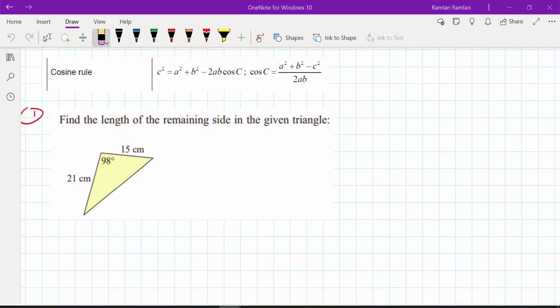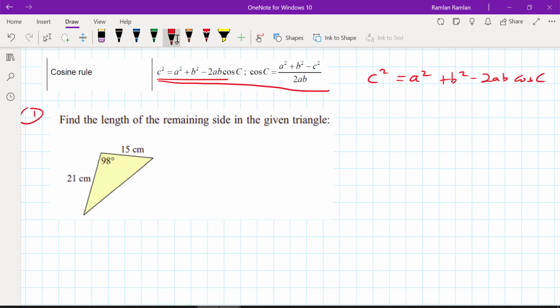Next up, we're going to talk about the cosine rule. Again, we have this cosine rule over here. We actually have a couple of formulas for this one, but they are the same. As you can see, we have c squared equals a squared plus b squared minus 2ab cosine c. I'm going to rewrite that again: c squared equals a squared plus b squared minus 2ab cosine c.